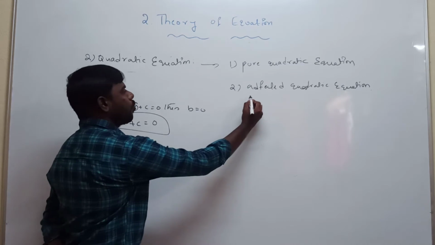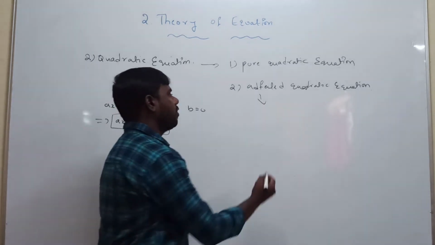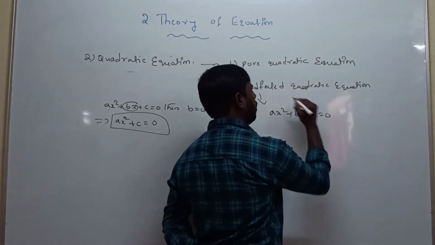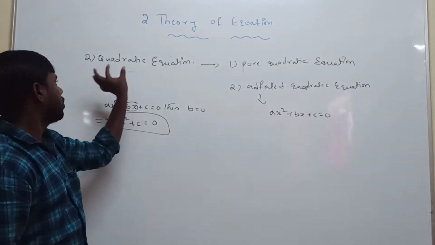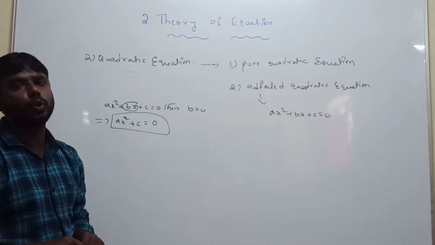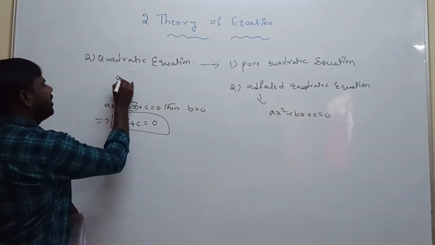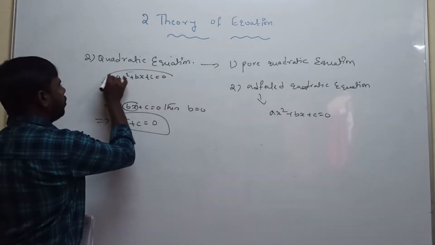Next one is affected quadratic equation. Means the quadratic equation of the form ax square plus bx plus c equal to 0. Say quadratic equation means the polynomial of degree 2 is called quadratic equation. The standard form of quadratic equation is ax square plus bx plus c equal to 0.